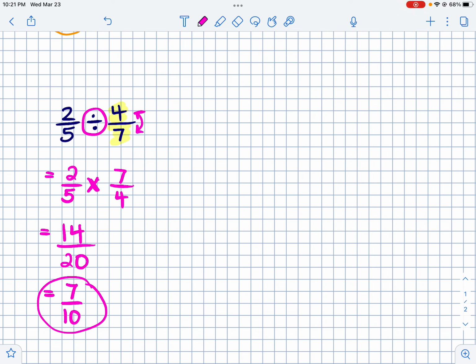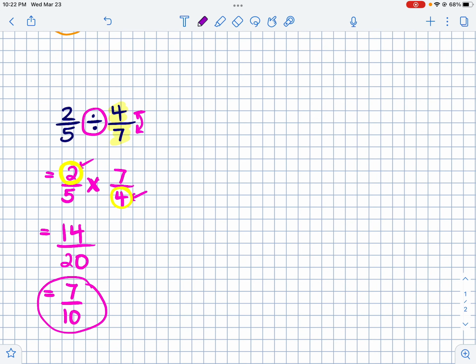And I could have reduced ahead of time because the 2 and the 4 are both divisible by 2. Just one more thing to note, the only time you can cross reduce is if you have something on the top and something on the bottom. Right? You could never cross reduce if it was like 2 over 3 times 4 over 7. These are on the same side, so you can't reduce them. So nothing on the numerator and denominator would simplify.